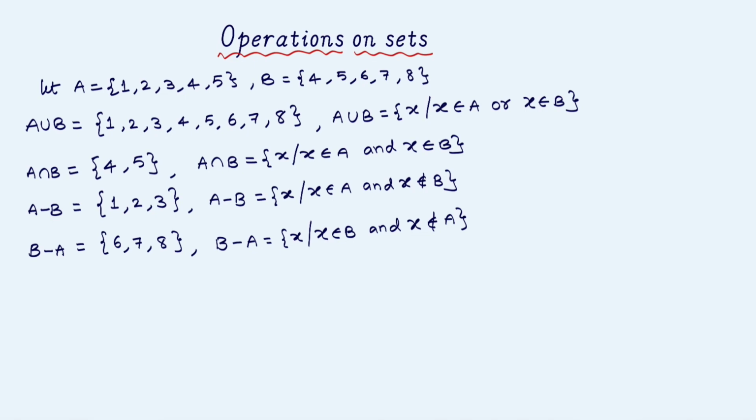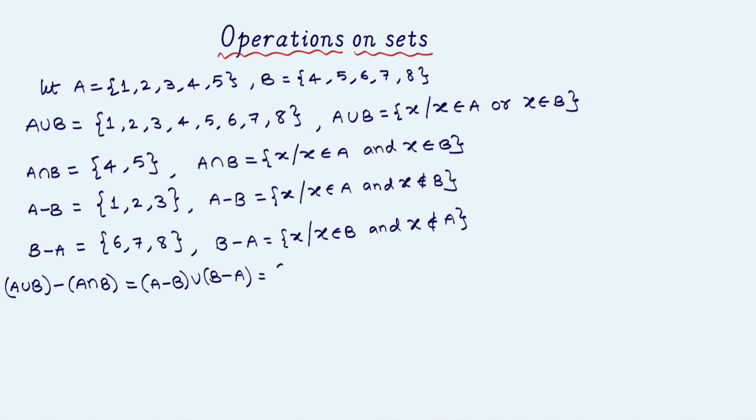Now let us see what is symmetric difference. Symmetric difference can be written in two ways. One is A union B minus A intersection B, or this can also be written as A minus B union B minus A.